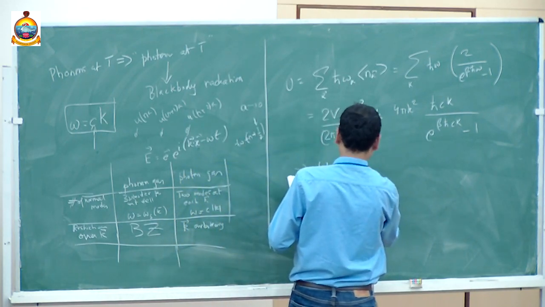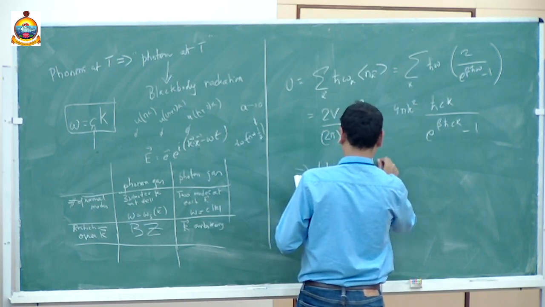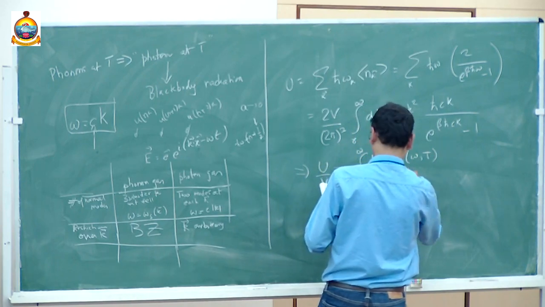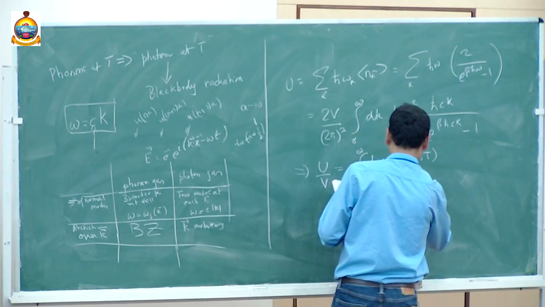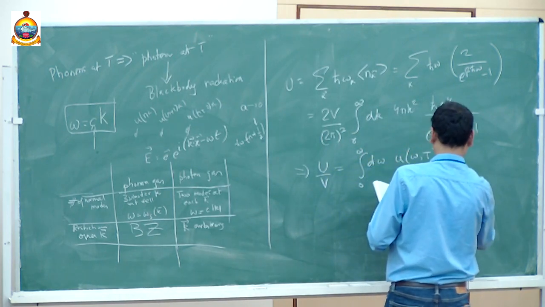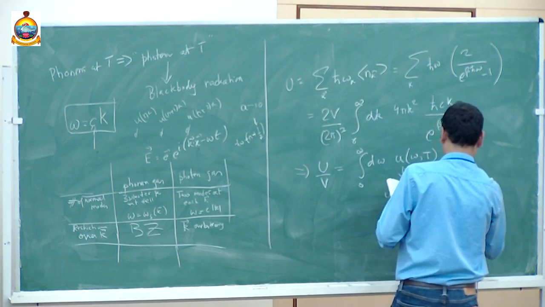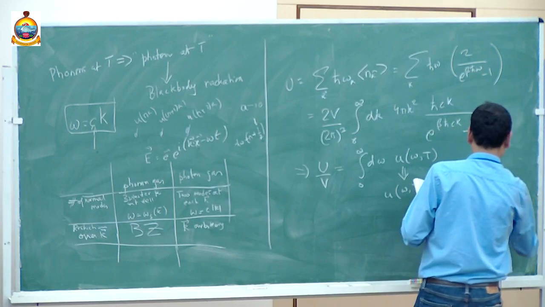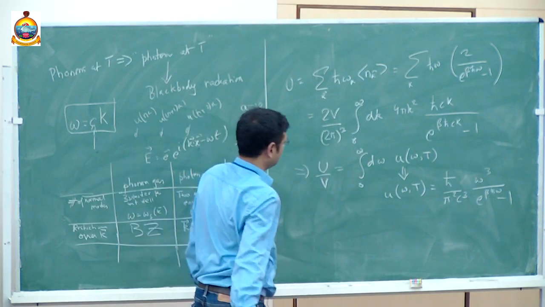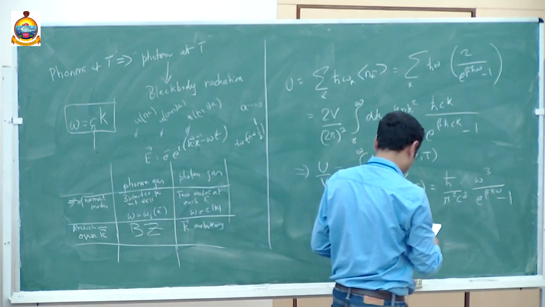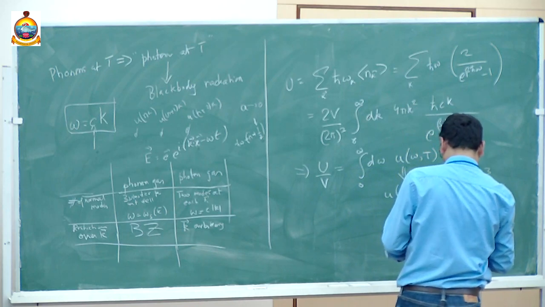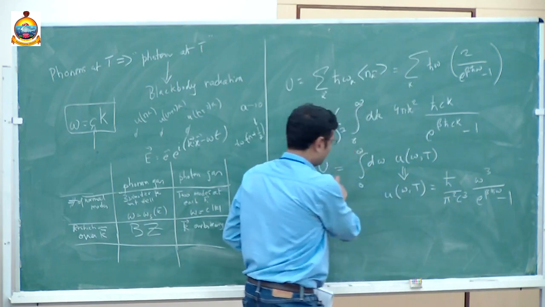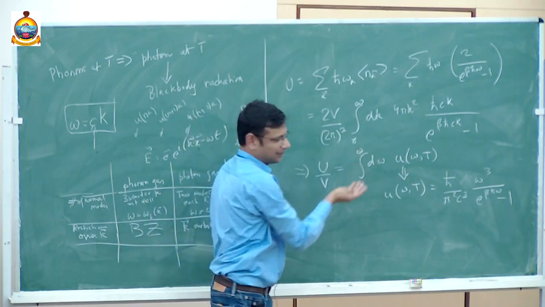So let me just write it. So let me define this function. Let me define this function U. So this function U is the following. This is the function u, okay? And I integrate over d omega from 0 to infinity, right? Now, can somebody tell me, so this u by v just depends on temperature, right? When I finish this integration, right?